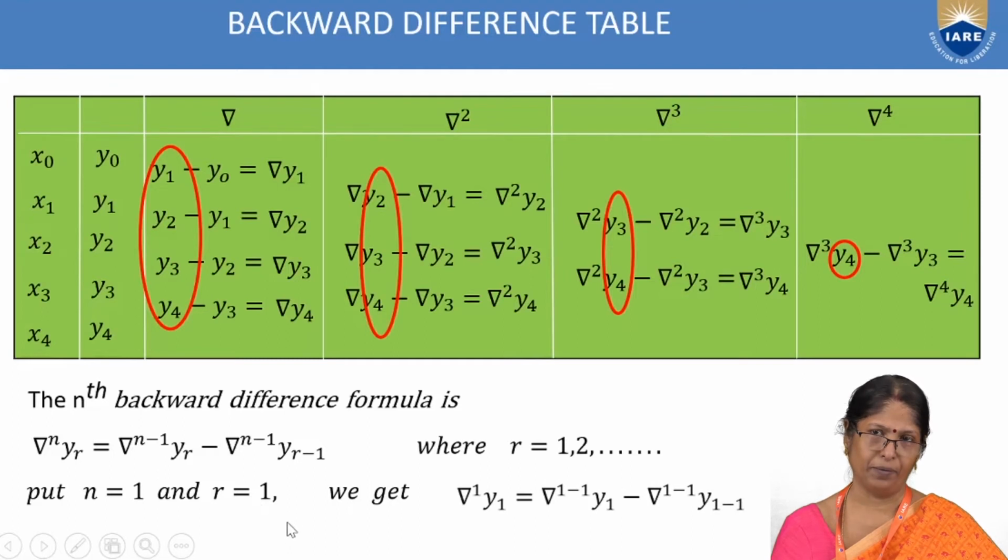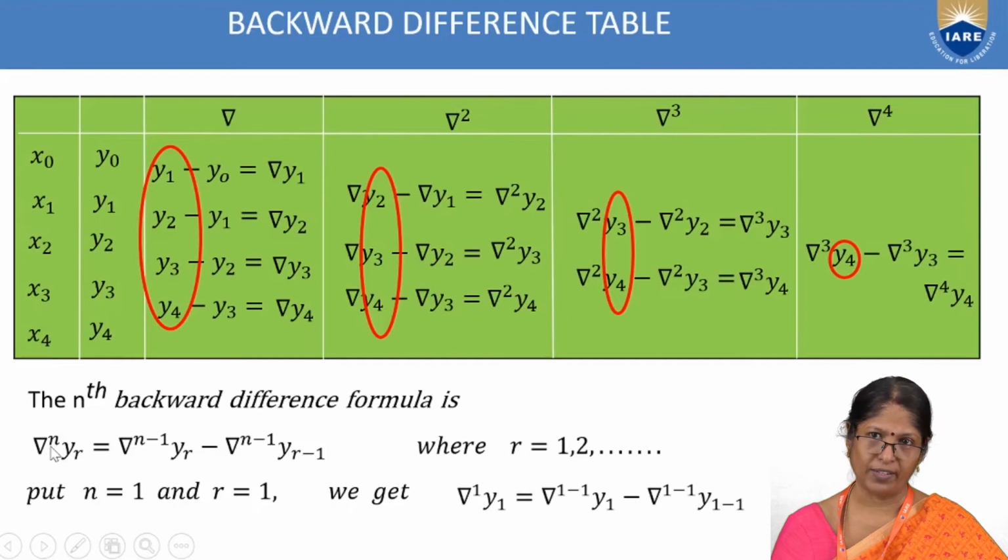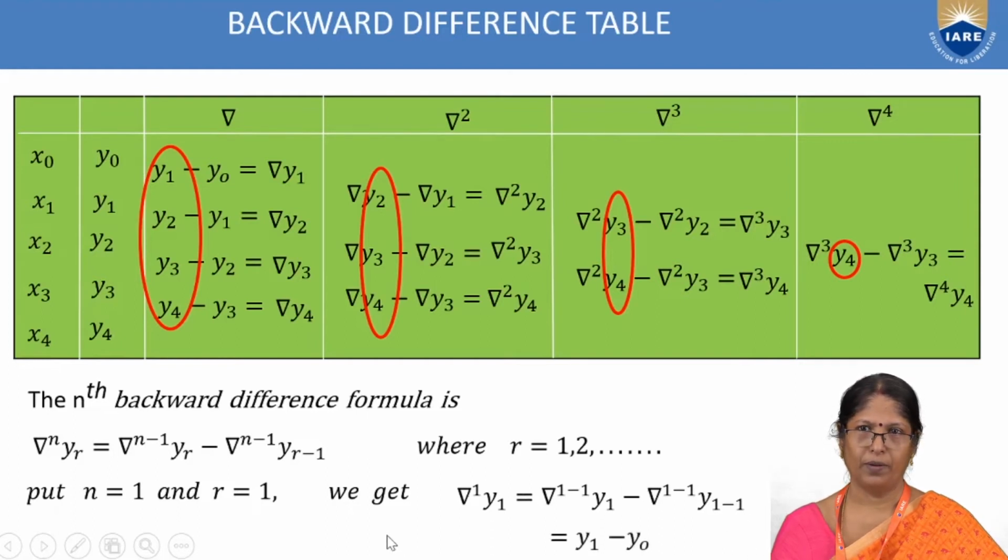So we can see here, n takes the value 1 and r takes the value 1. Here 1 minus 1, so it is written here, r is 1. Next 1 minus 1, here it is written. Here also 1 minus 1 is written. Yes, correct. So next we can see del power 1 minus 1, that is 0.